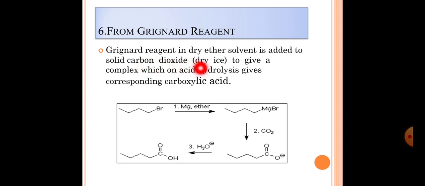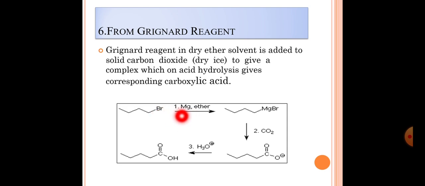Solid CO2 क्या होता है? Dry ice. To give a complex which on acid hydrolysis gives the corresponding carboxylic acid. Grignard reagent, पहले देखो. 1, 2, 3, 4 carbons are there with the bromine. ठीक है. So this is the bromide, simple bromide compound, 1, 2, 3, 4. ठीक है ना. 4 carbons are there, so it is butyl bromide.